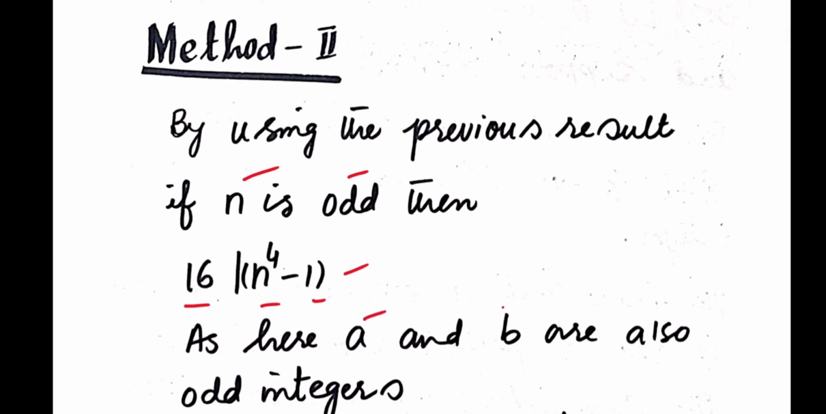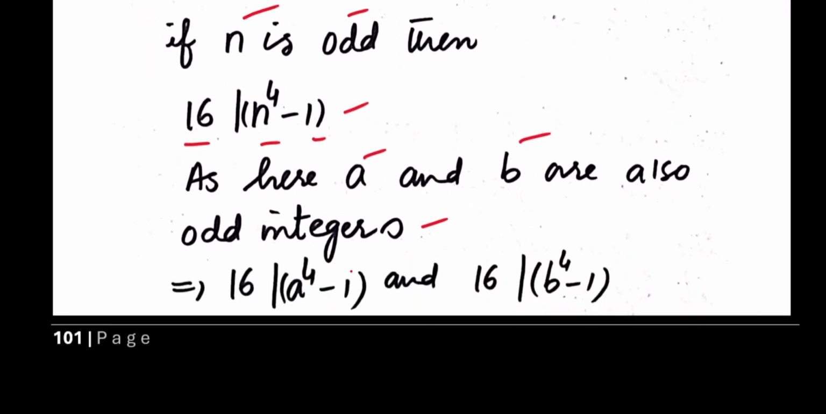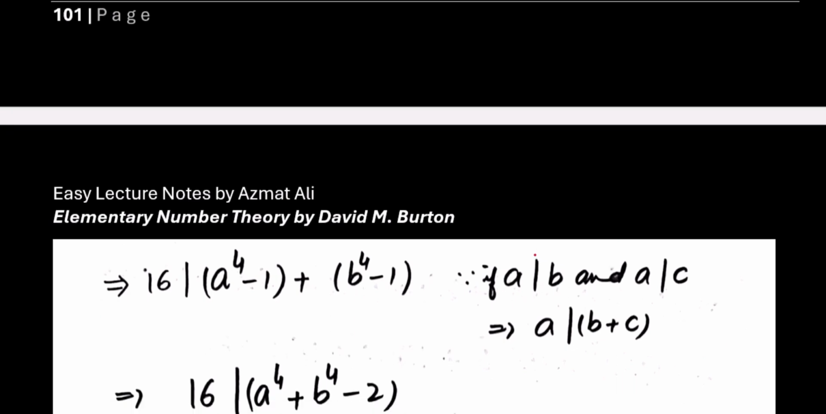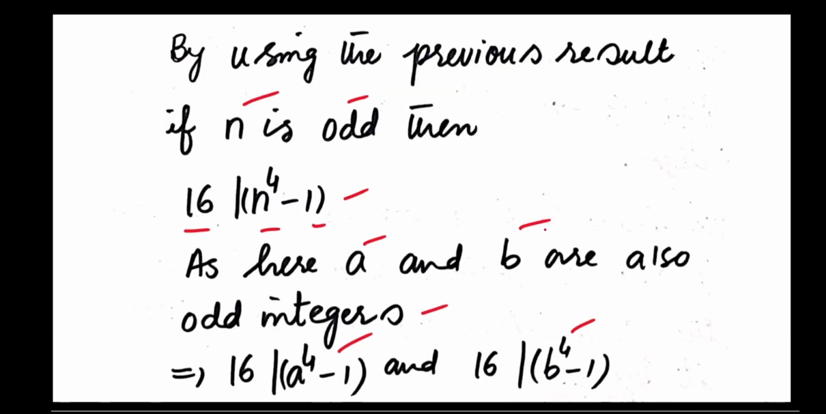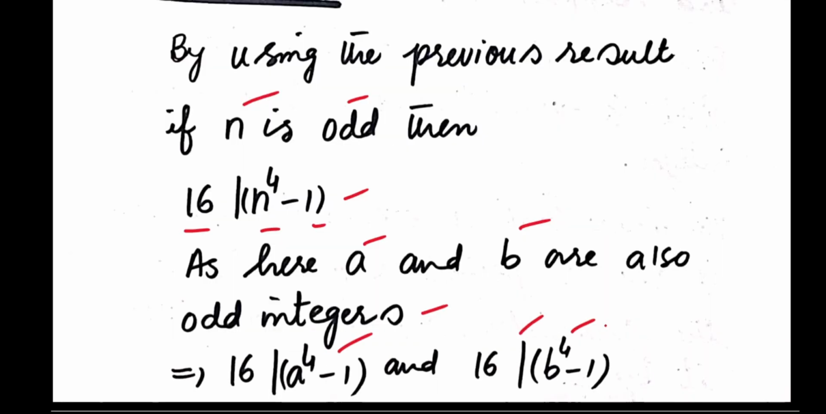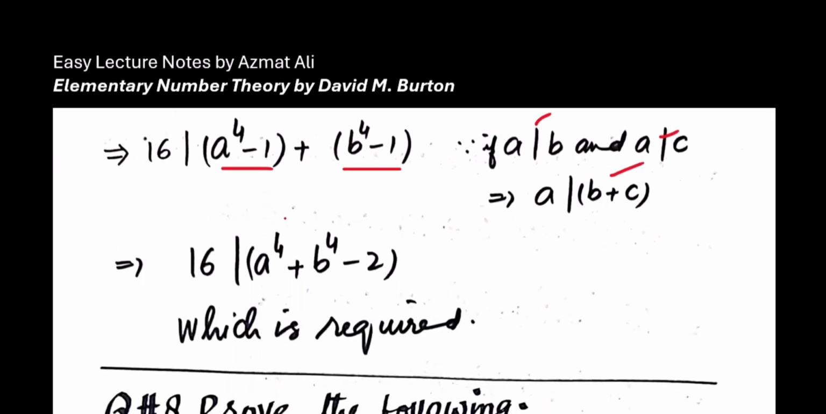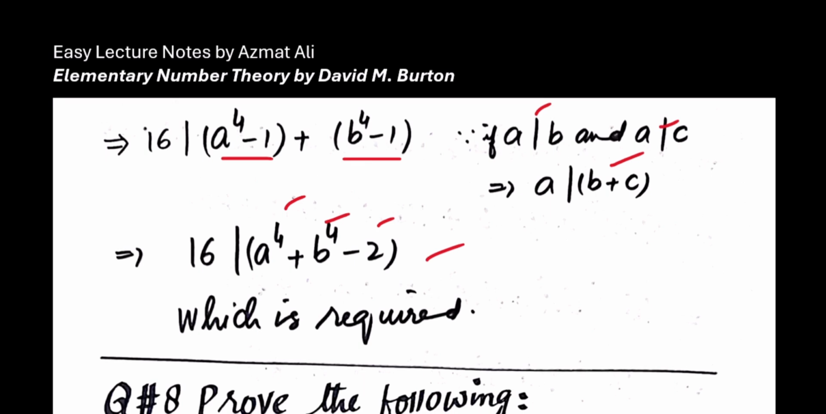As here a and b are also odd integers, by using this result we can write that 16 divides a⁴ − 1 and 16 divides b⁴ − 1. We know the result: if a divides b and a divides c, then a must divide their sum b + c. So if 16 divides a⁴ − 1 and 16 divides b⁴ − 1, then 16 must divide their sum. So 16 divides (a⁴ − 1) + (b⁴ − 1), which is equal to a⁴ + b⁴ − 2. So this is a very simple and easy method that you can use.